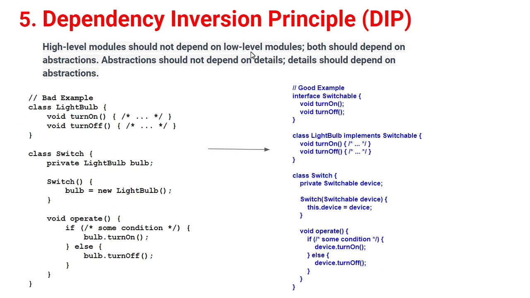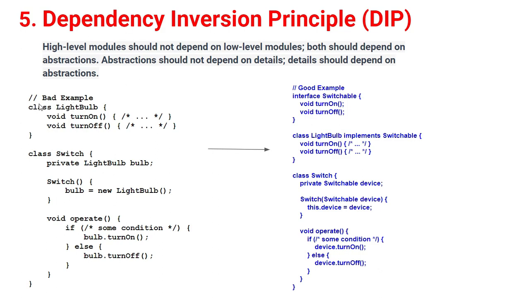This thing is very clear. Both should depend on the abstractions, and abstractions should not depend on the details; details should depend on the abstractions. So this is the clarification we are giving: we have to build our project so that it will not depend on someone. Okay, so that is called the dependency inversion principle.